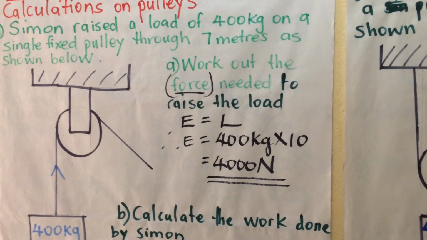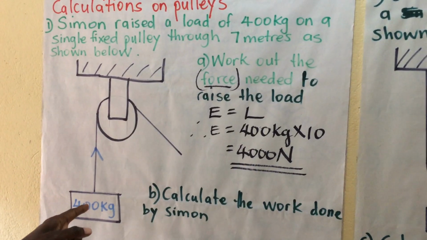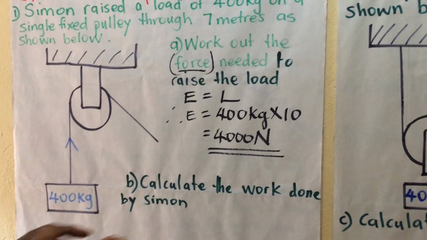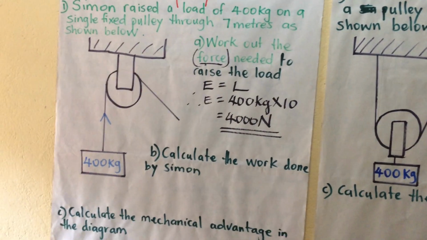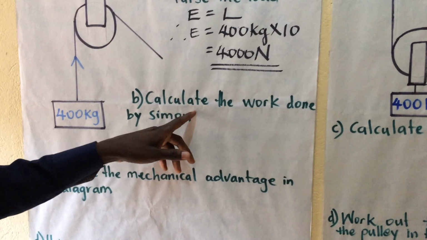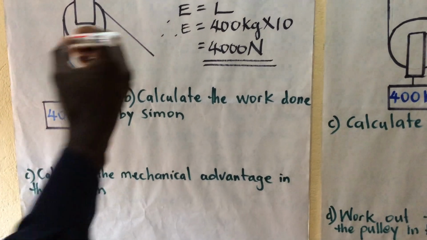If they just tell us how much effort you need to put in, load is equal to effort, effort will be 400 kilogram force. But since they said they want it in newtons, we had to multiply by 10. Then next, work out the work done. Calculate the work done by Simon.